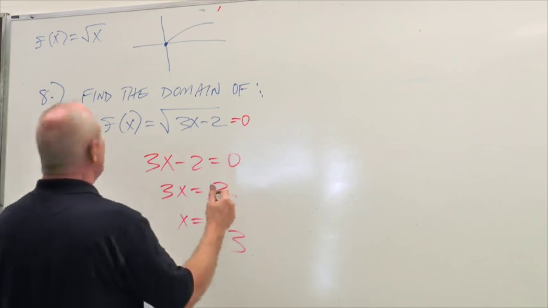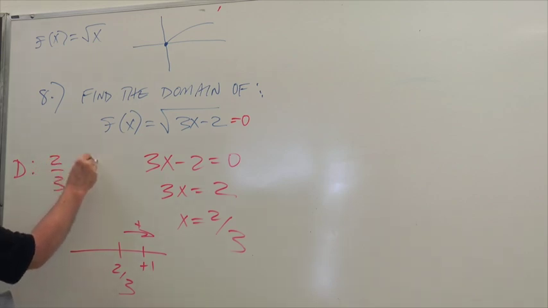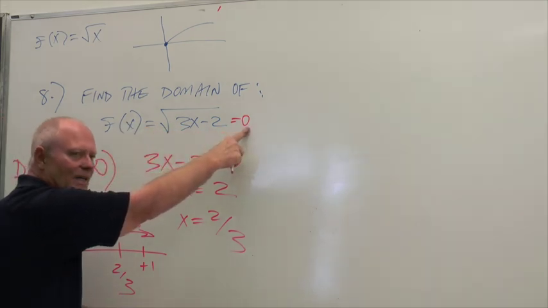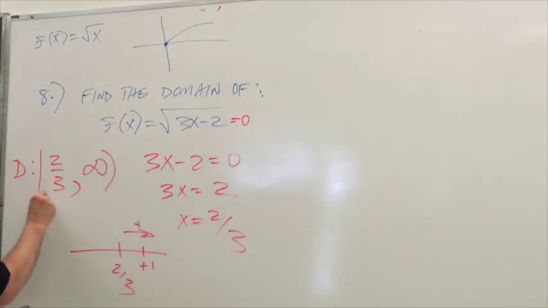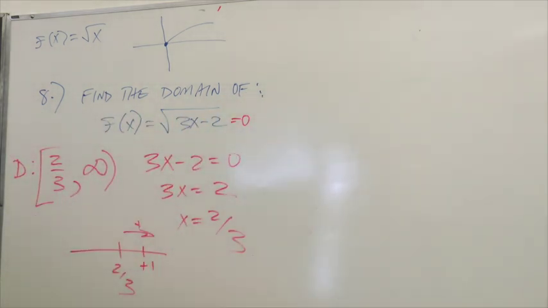Good? So what is the domain here? From 2/3 up to infinity. Very good. What kind of brackets or parentheses are we using here? Well, infinity always gets parentheses. Is 2/3 included or not? Can we use 2/3? Yes. Why? If you plug 2/3 in, you end up with 0. And 0 is a legitimate discriminant. So we're going to have a square bracket on 2/3.